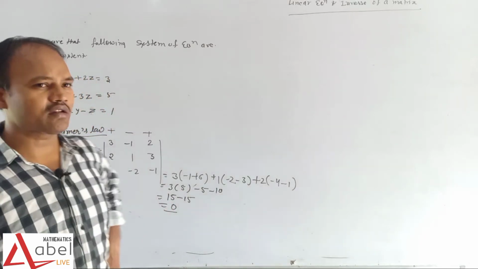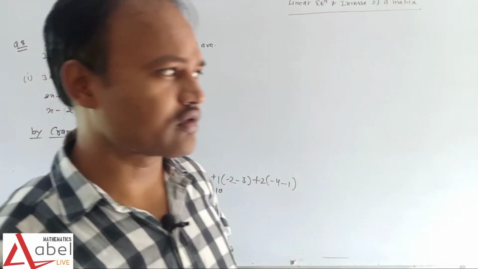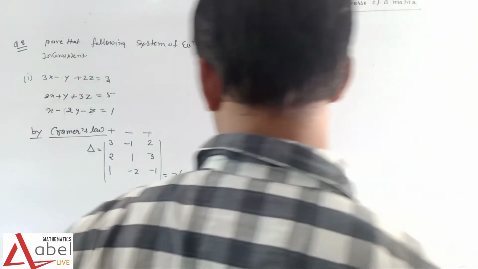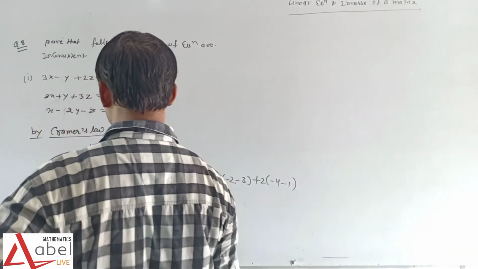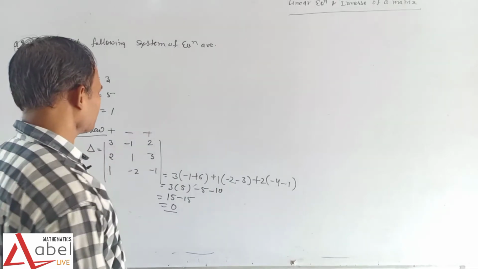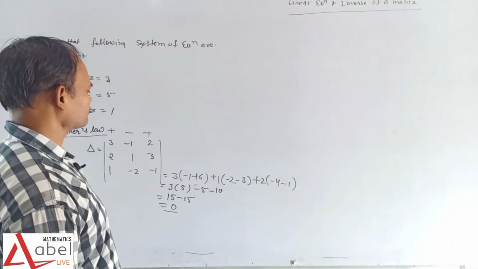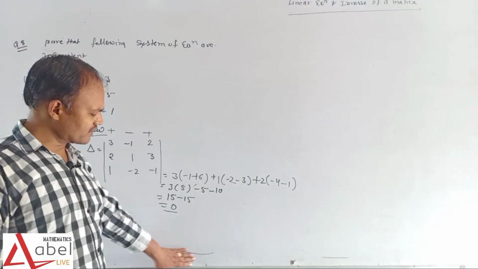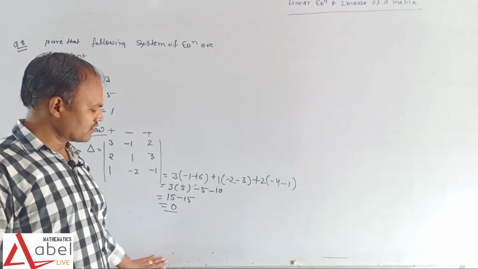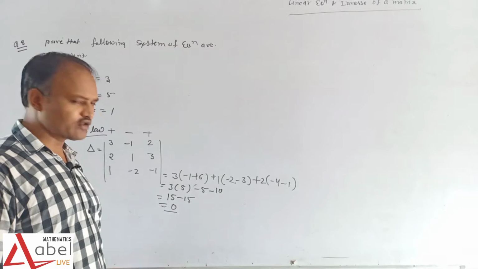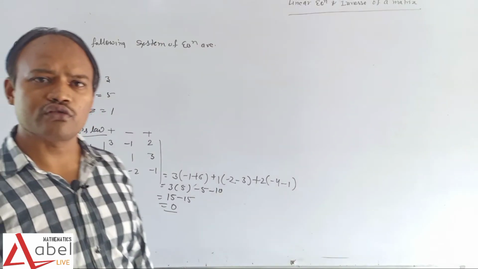Now we have to check whether the other values are 0 or not. If delta equals 0, then x equals delta 1 upon delta, so if it is 0, we can say that the values are inconsistent. We can say that it is inconsistent, but if you want to know whether the other values are 0 or not, then we have to solve that also.